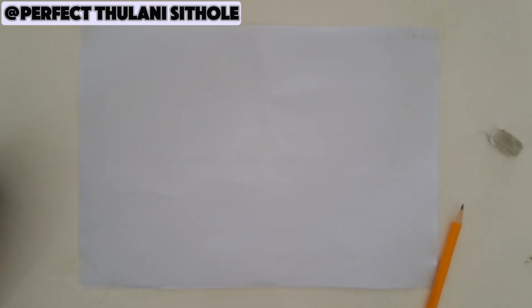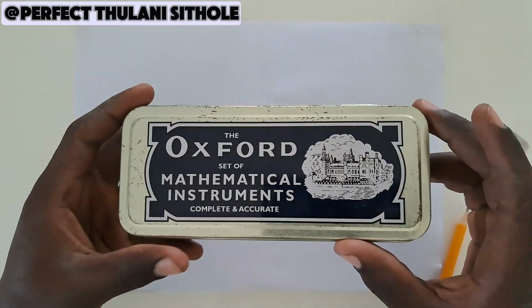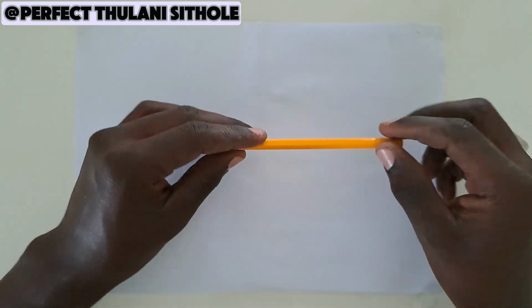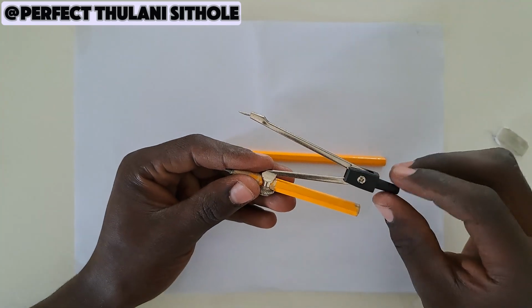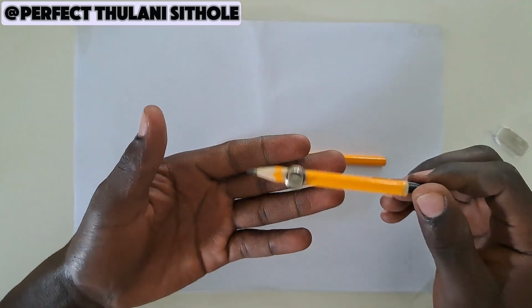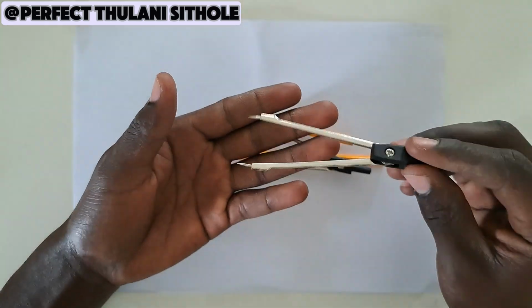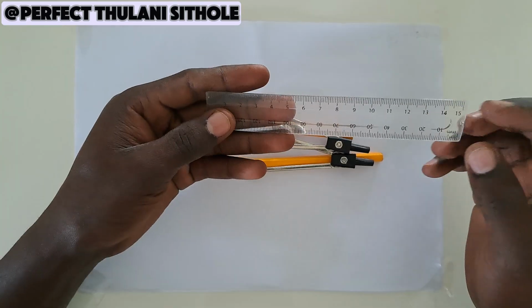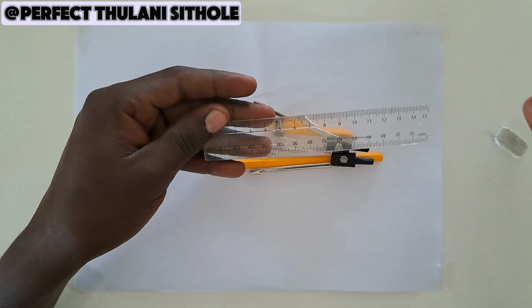All right, first things first, let us go through the instruments that we use. Myself, I'm using the Oxford Mathematical Instrument Set, which consists of a long pencil that we use to do our straight lines, a compass with a short pencil attached to it. The compass, we use it to do most of our construction work. A divider, we use it to measure short distances. A transparent ruler, which is 15 centimeters long, but I recommend you get a 30 centimeter one.